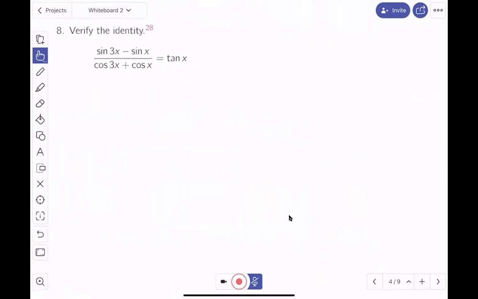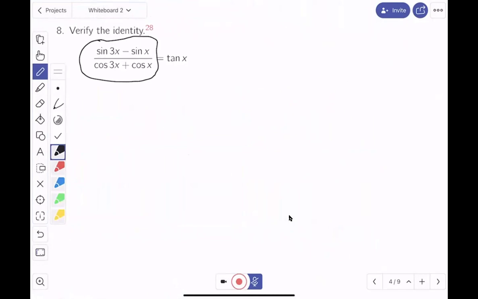And what I want to do is see if I come up with this and see if I can figure it out. Well, how do I do it? I've got to pick one of the sides and rewrite it so it looks like the other side. And I'm going to pick the left side. So if I were on an exam, I would definitely circle the left side.